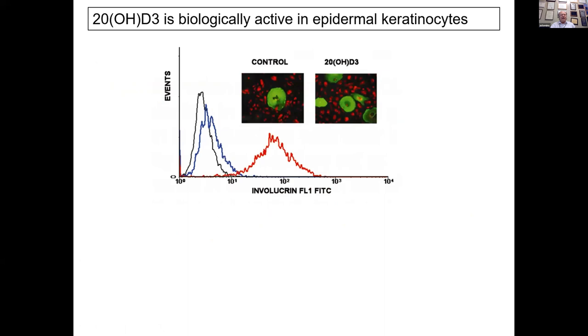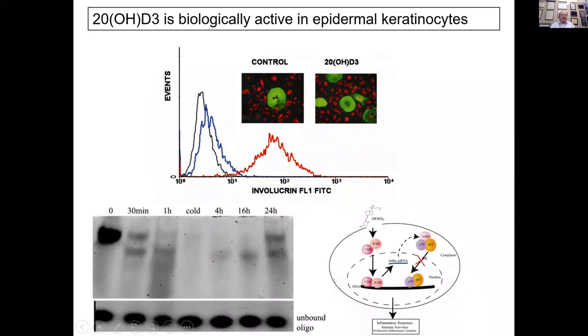And here are some examples, because we publish a lot. So induction of cell differentiation: flow cytometry, immunocytochemistry, involucrin. Then action on some regulatory pathways, the NF-kappa B pathway, important in inflammatory responses. So 20-hydroxy vitamin D3 is downregulating NF-kappa B activity, and this is the mechanism which we have proposed previously.